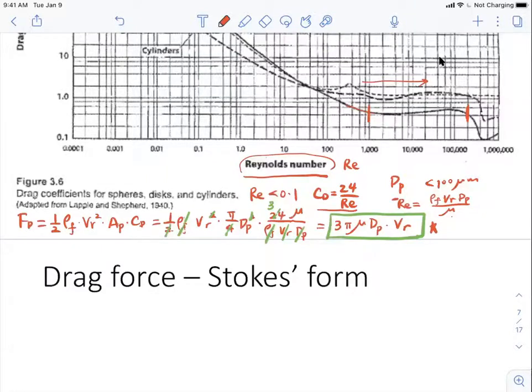Okay, so next time or in the future classes, I'm going to give quiz questions to let you write out the equation without referring to the notes or the books. So the drag force is calculated by 3 pi mu dP multiplied by VR, where mu is the viscosity, dP is the particle size, and VR is the relative velocity. So FD is equal to 3 pi mu dP multiplied by VR. This is the most simple and, I would say, elegant form of the drag force. Let's try to memorize this.